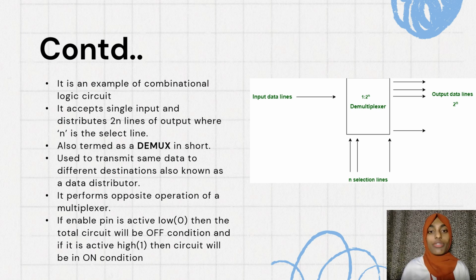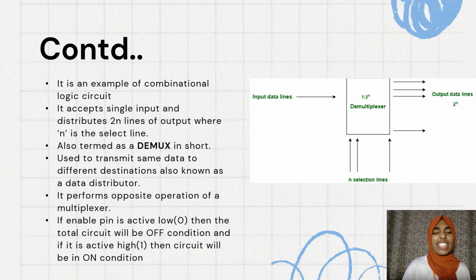It is an example of a combinational logic circuit. It accepts a single input and distributes it to 2^n lines of outputs, where n is the number of select lines. Since demultiplexer is so long, we'll use demux in short. It is used to transmit the same data to different destinations, so it is also known as a data distributor. It performs the opposite operation to a multiplexer.